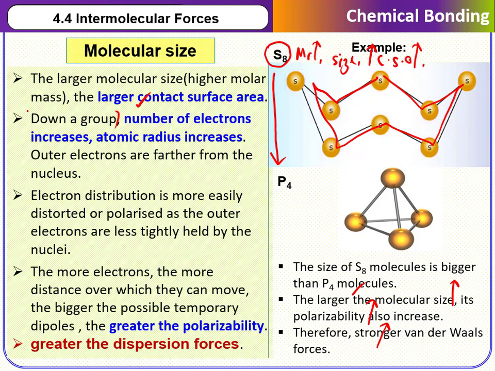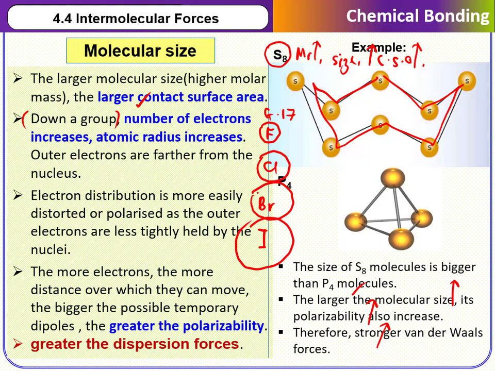Down a group. For instance, we have group 17. Fluorine, chlorine, bromine, iodine. The smallest one is fluorine. Fluorine paling kecil. Chlorine besar sikit. Bromine lebih besar. Iodine paling besar. Right. So down a group, what happened to the size? It is bigger.